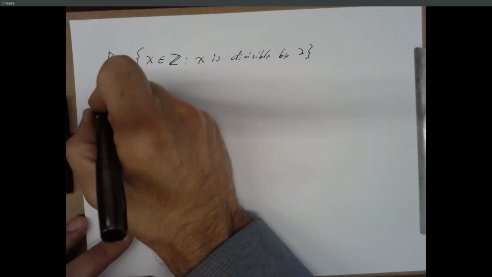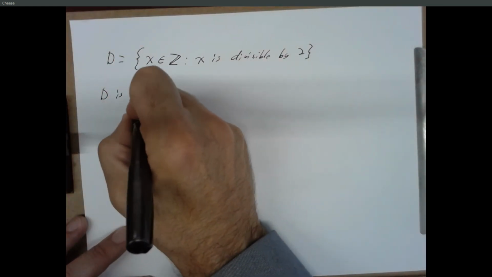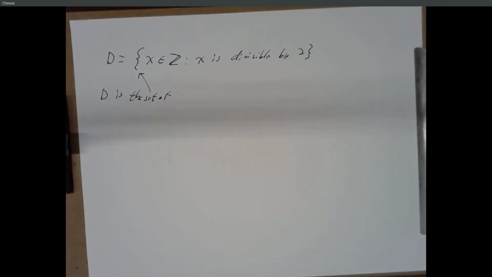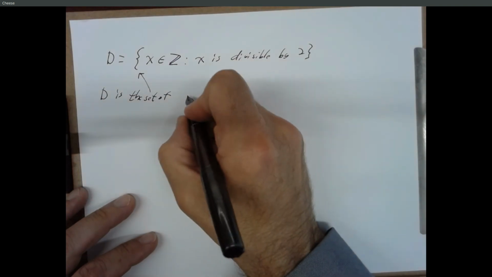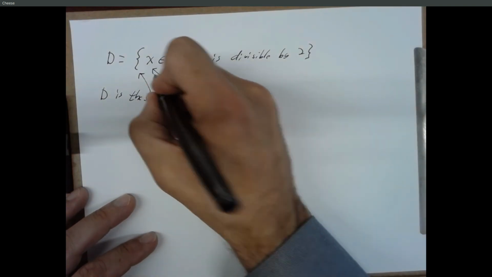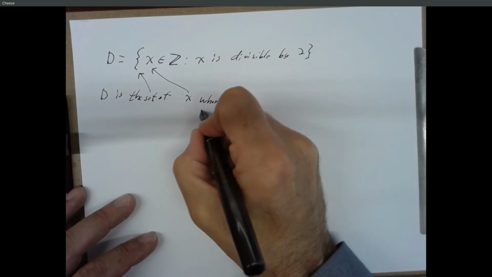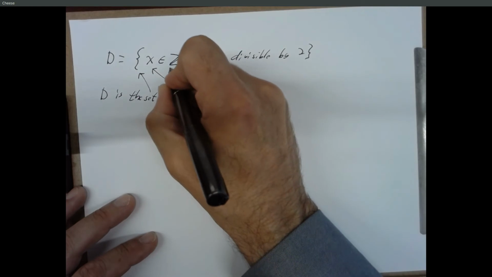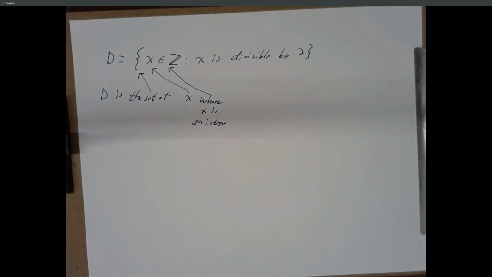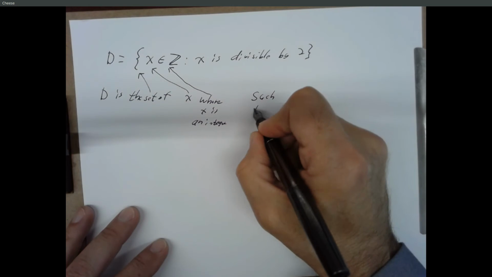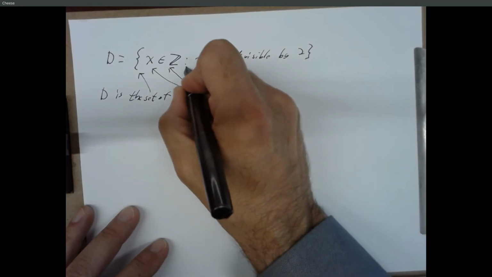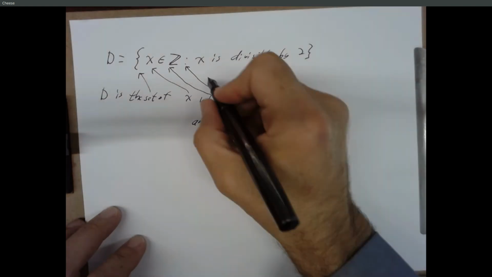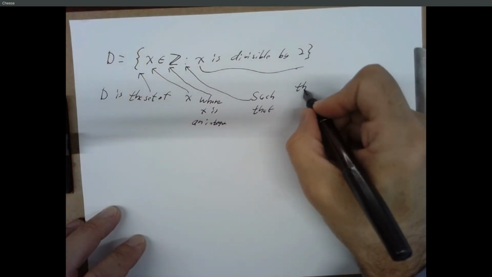So what does this mean? D is the set of, so the curly brackets mean the set of X, where X is an integer. That's what the X contained in Z means. Such that, that's what this colon means. And sometimes we'll see it with a vertical bar instead of a colon. Such that this is true.